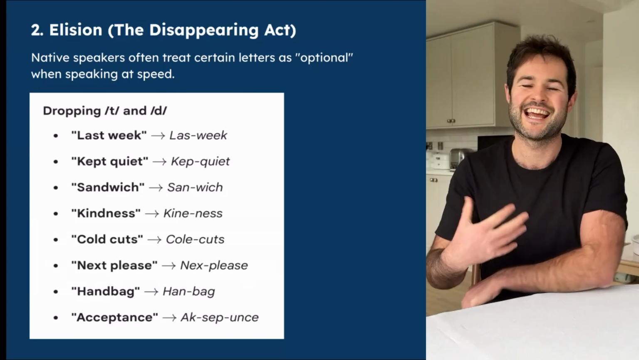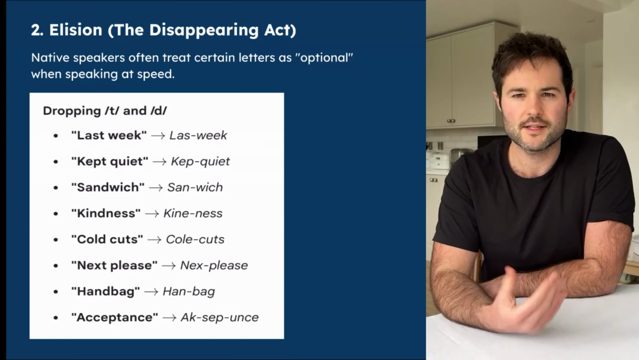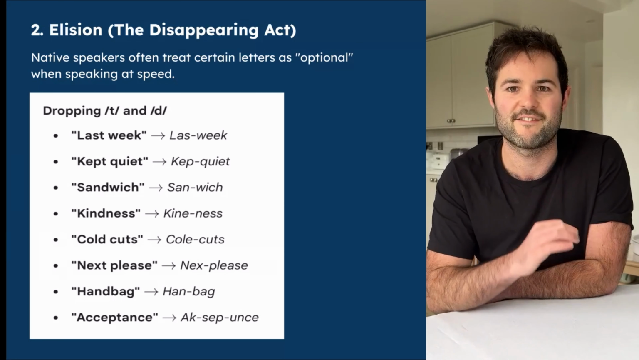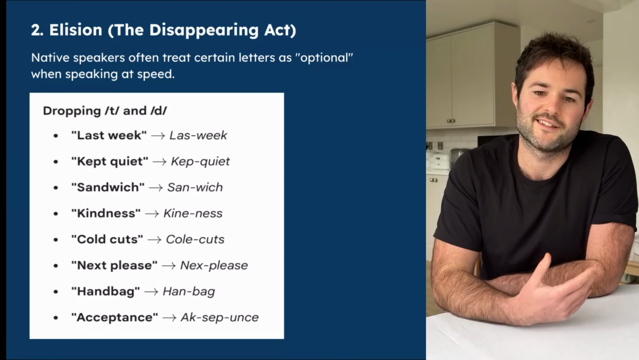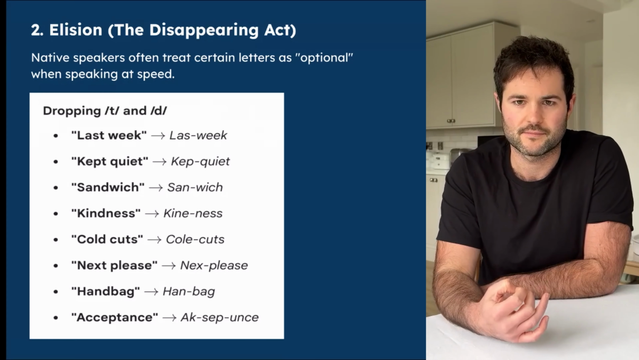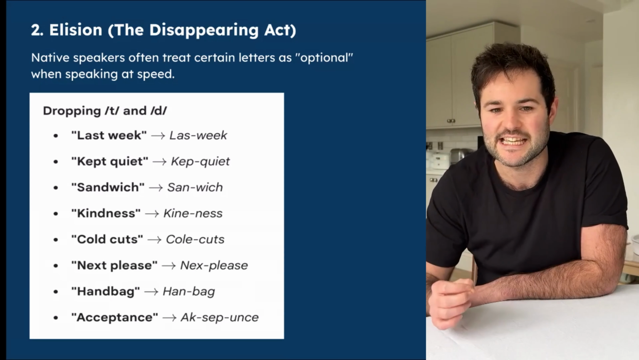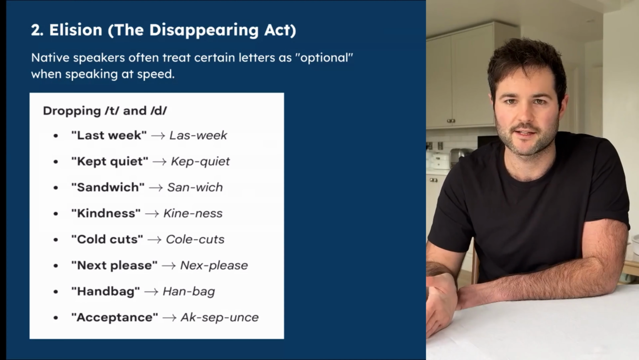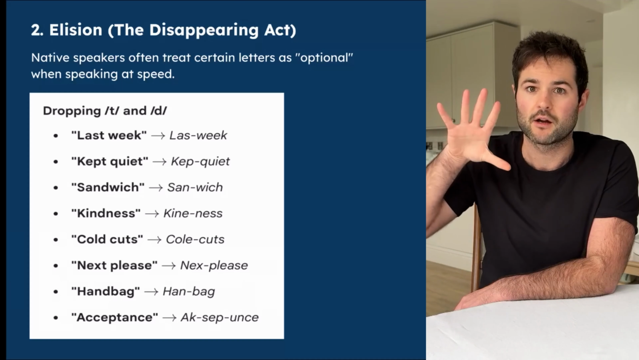The second point is elision. We can consider this like the disappearing act, because sounds disappear. They vanish. So native speakers often treat certain letters as optional when speaking at speed, speaking fast. And two common sounds are the T and D. Let me give you some examples. Last week often becomes "las week." So we drop the T.